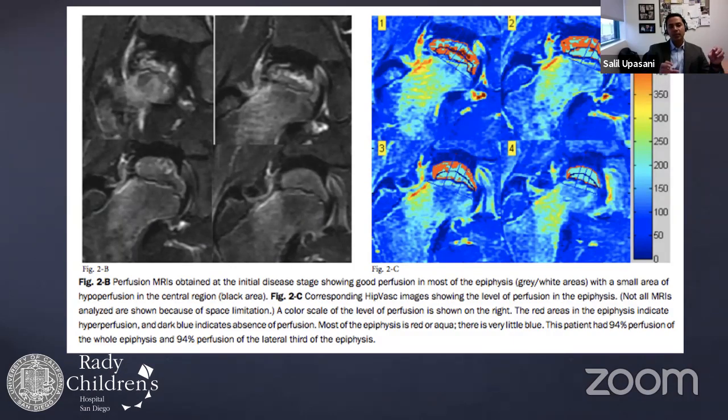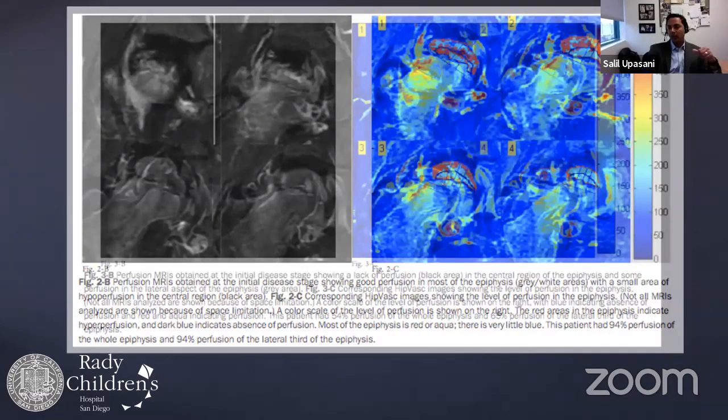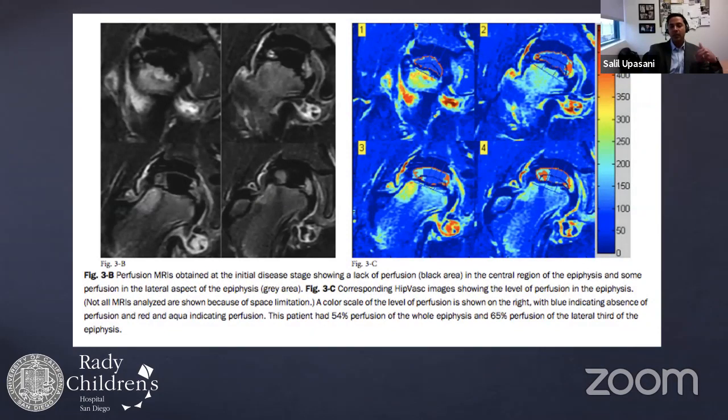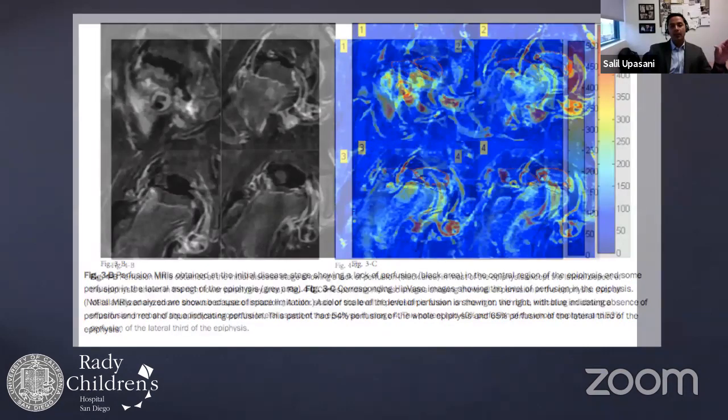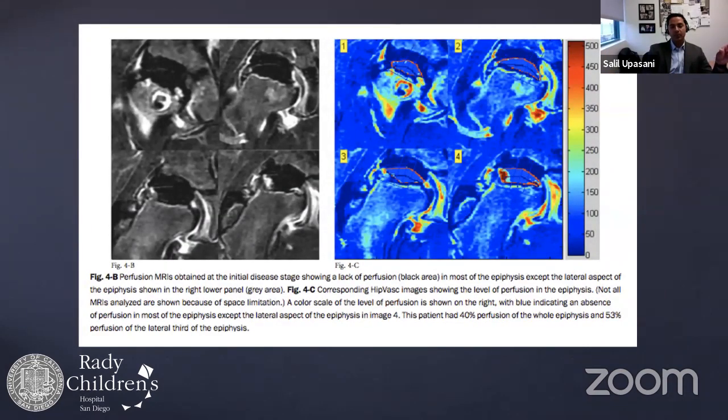So we use this technique to define what amount of the entire epiphysis, as well as what amount of the lateral third has blood flow to it in an ability to predict where this patient will end up in terms of the Herring classification. So this patient has 65% perfusion of the entire epiphysis, and this patient has 40% perfusion. So basically being able to predict how much of the epiphysis is involved and where the destruction that we're going to see it happening.